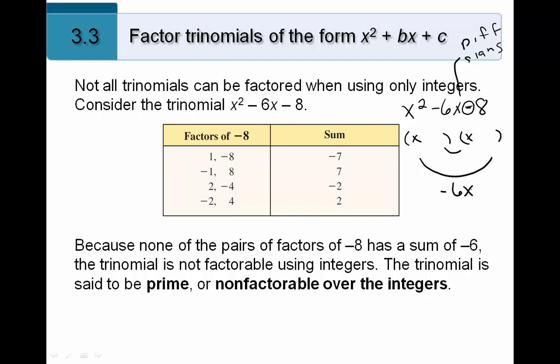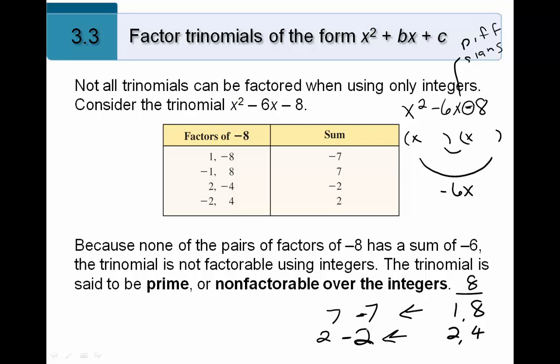So when you list your factors of 8, you know you have 1 and 8, and 2 and 4. And your signs have to be different. If your signs are different, you're going to be subtracting. So this is either going to give you a 7 or a negative 7, and this will either get you a 2 or a negative 2. So your inner and outer will never give you a negative 6x. No two factors of 8 will add up to 6.